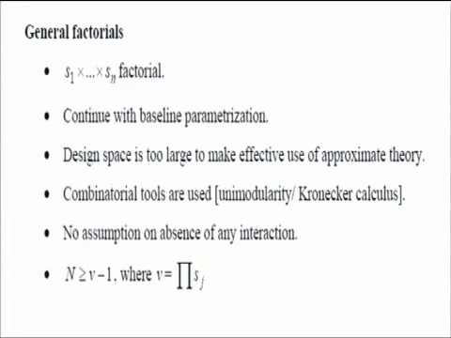Now, we turn to general factorials. We look at general S1 by S2 by Sn factorials, continue with the baseline parameterization, and the design space now can be too large to apply the approximate theory. You know, for example, if you look at say a 3 by 3 factorial, then there are 9 treatment combinations. So, how many possible slides? 9 choose 2, that is 36 possible slides, even ignoring the dye color bias.